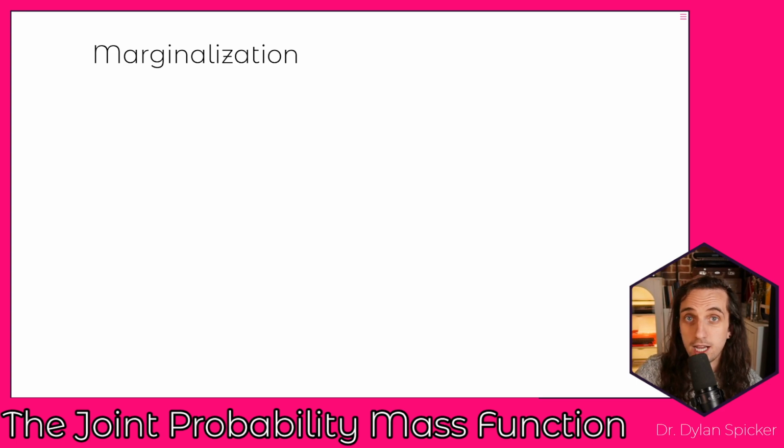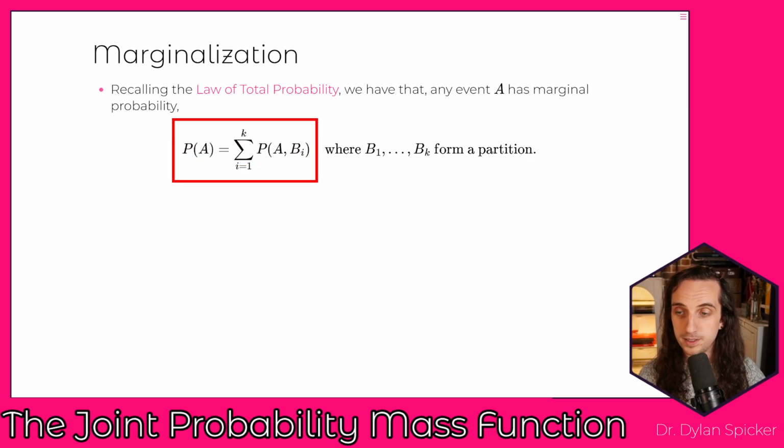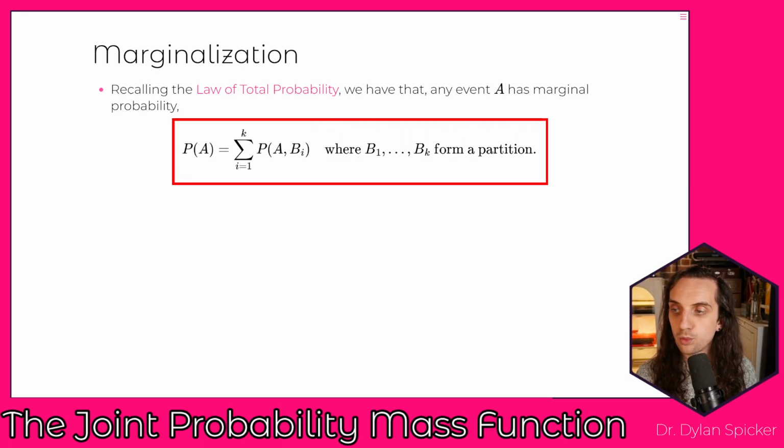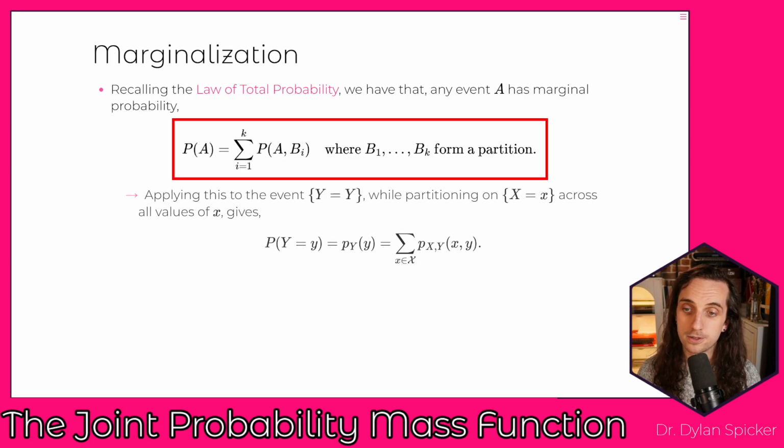So if we now have our joint probability mass function, we can think about how we can get other information out of it. And in particular, we might want to get marginal information out of it. So how does this work? Well, if we think back to the law of total probability, the law of total probability says that the marginal probability of any event A is going to be equal to the summation of joint probabilities, right? So the sum over joint probabilities of A and B_i, where all of the B's together form a partition of our sample space. So if the B's form a partition and then you sum up all of the joint probabilities, that's going to give you a marginal probability.